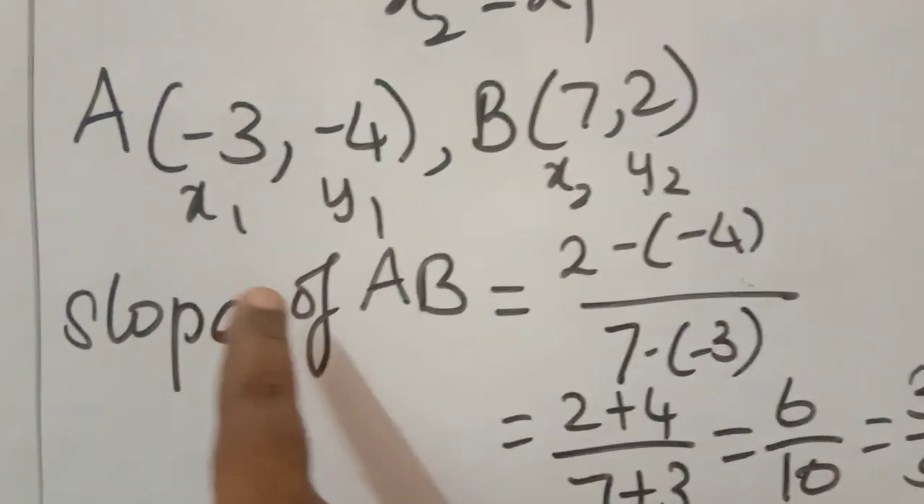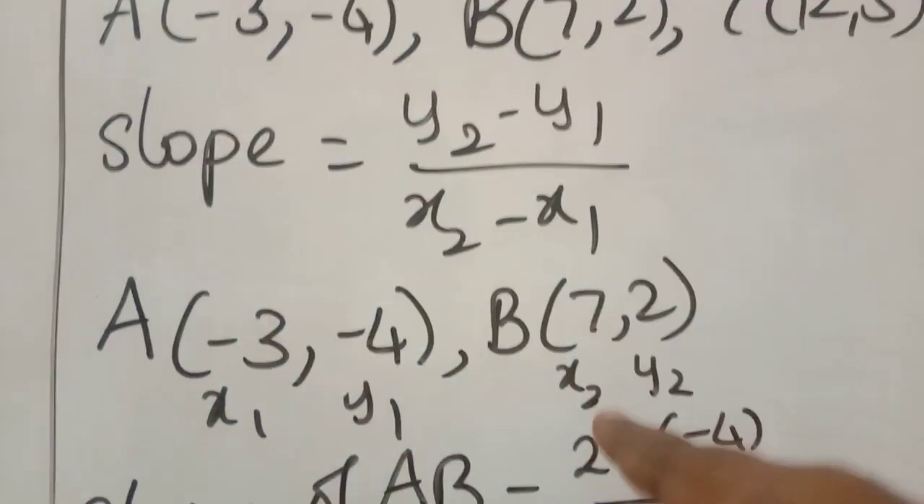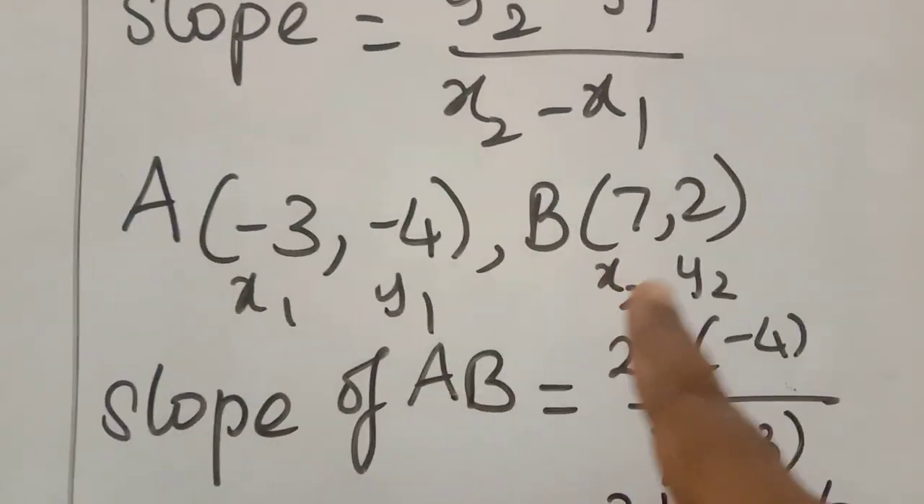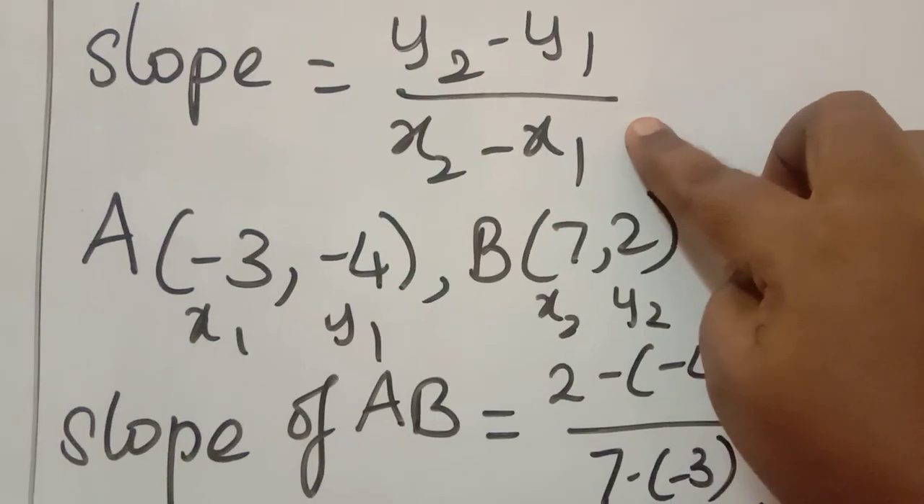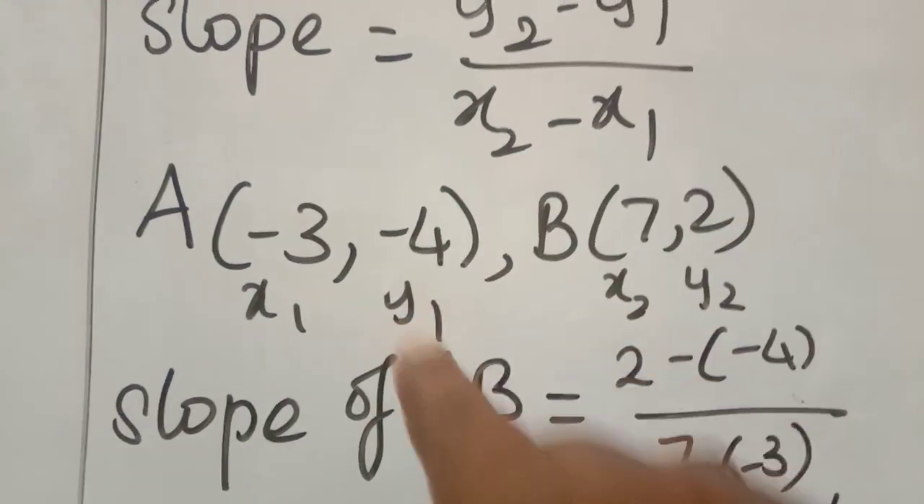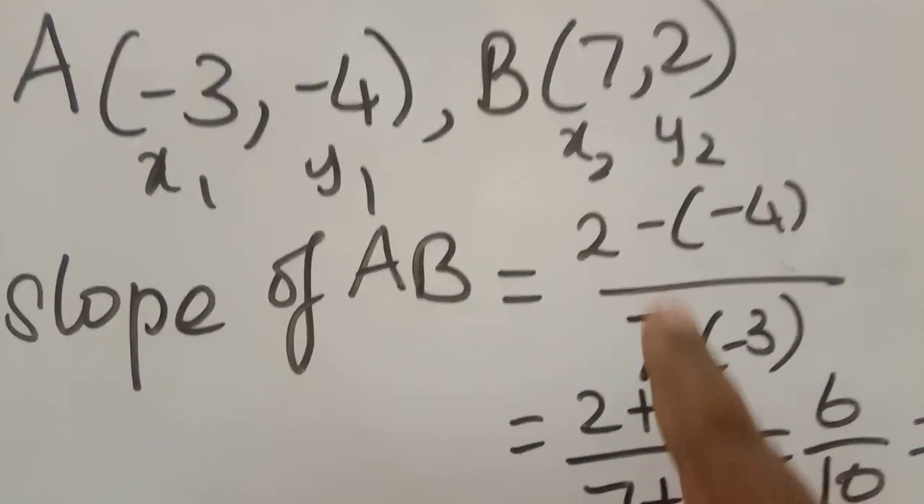So I am going to find the slope of AB first. Write the points A and B here. Mention them as x1 y1, x2 y2 and find the slope of AB. y2 minus y1 by x2 minus x1: 2 minus minus 4 by 7 minus of minus 3. Minus into minus is plus.